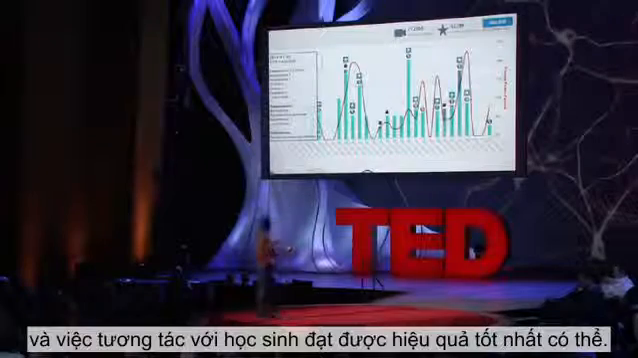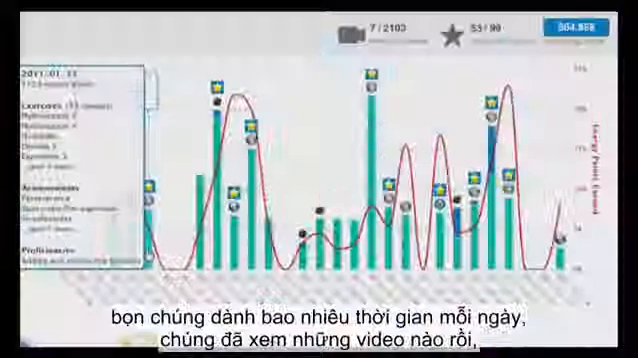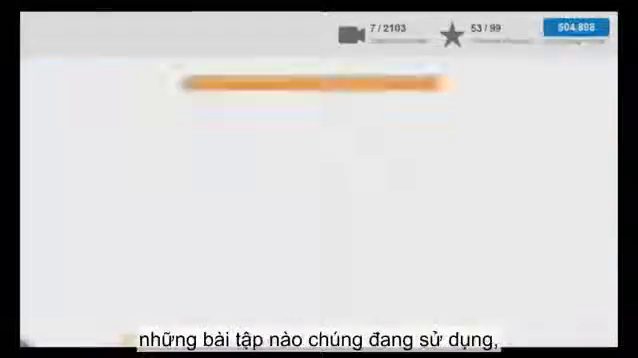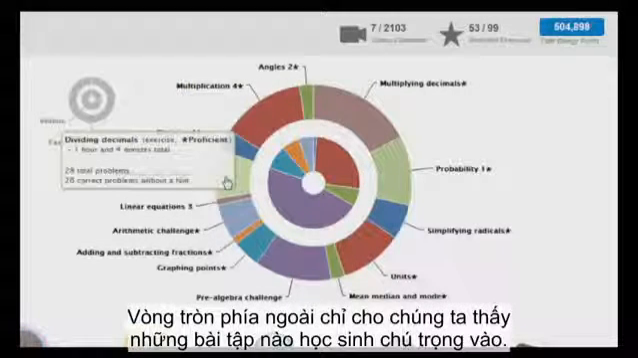so that they can make their interaction as productive as possible. So now the teachers know exactly what the students have been up to, how long they've been spending every day, what videos they've been watching, when they paused the videos, what they stopped watching, what exercises they're using, what they've been focused on. The outer circle shows the exercises they're focused on. The inner circle shows the videos they're focused on.